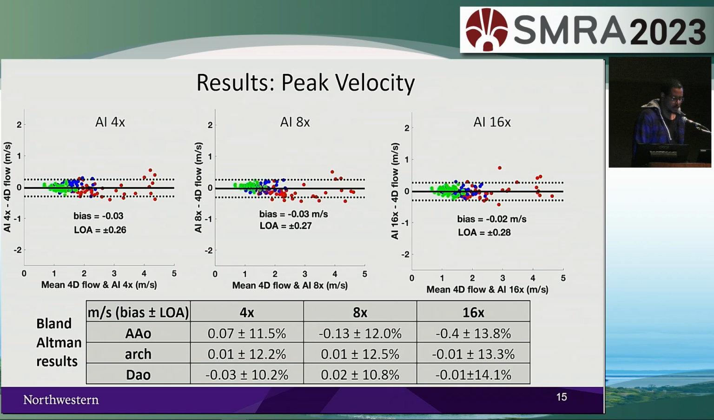For peak velocities, the Bland-Altman plots across all aortic regions are presented here for each of the data sets, and the table below provides the regional differences. Generally, we saw moderate to strong agreement in peak velocities, highlighting a low bias and around a 10 to 14% difference from the ground truth original 4D flow MRI.